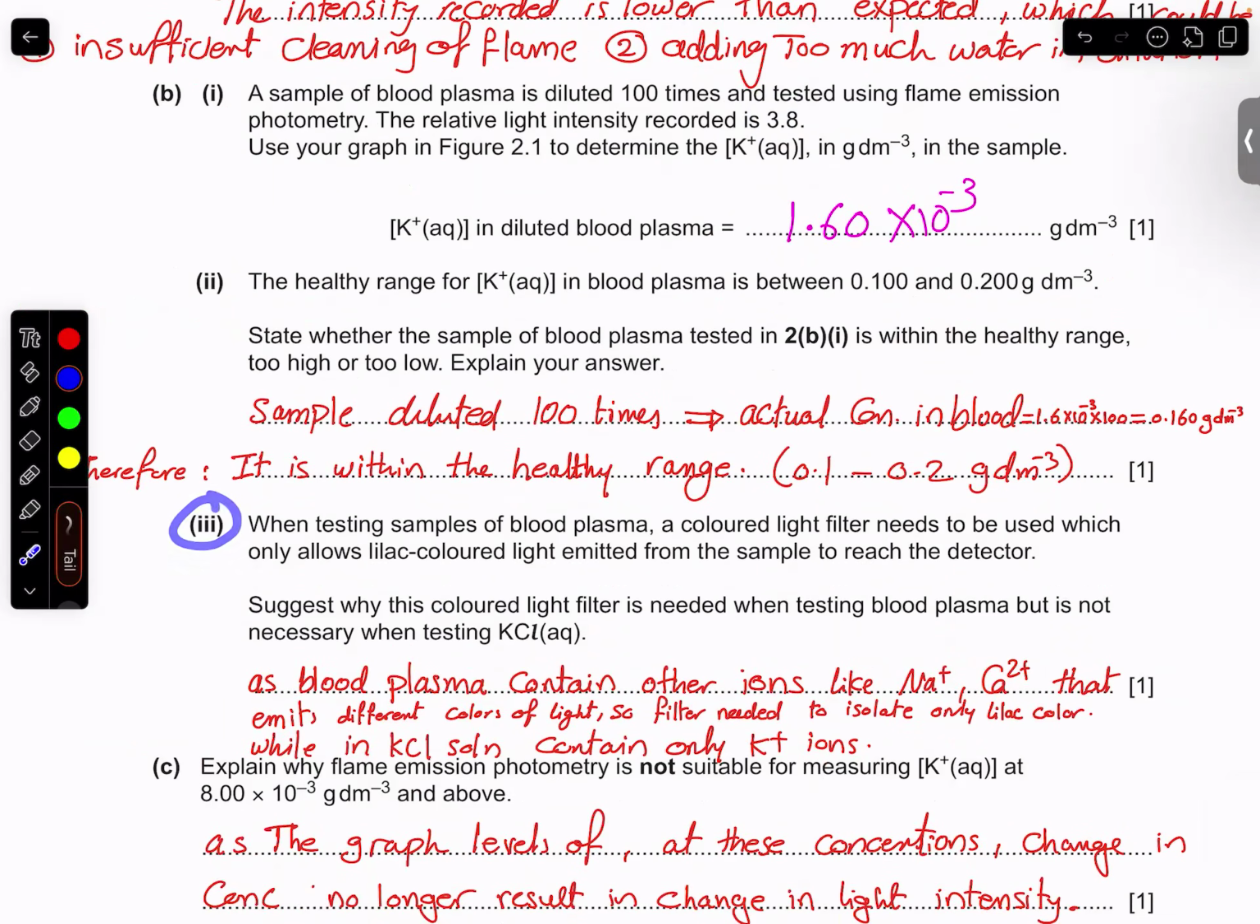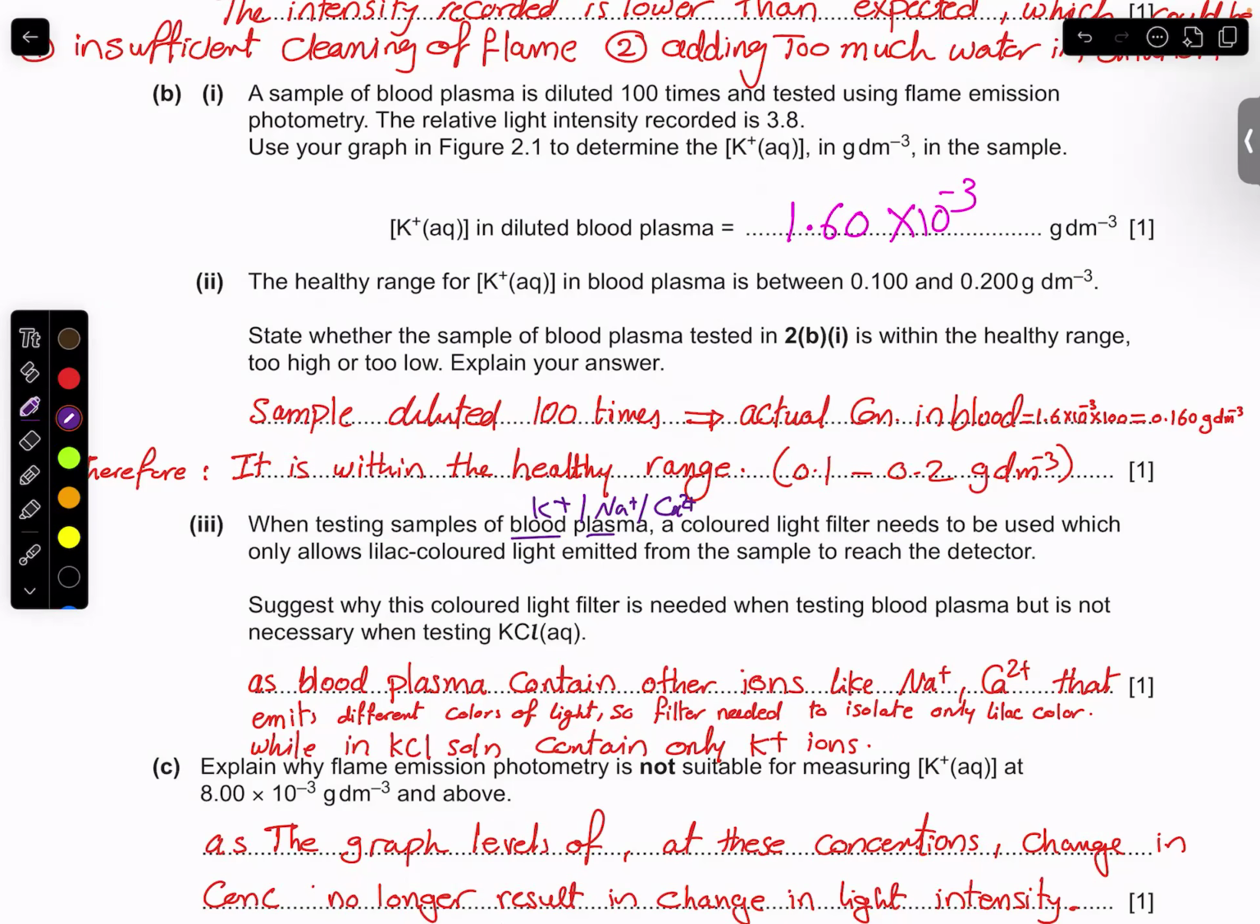Question number 3. When testing samples of blood plasma, a colored light filter needs to be used, which only allows lilac color light emitted from the sample to reach the detector. Explain why this colored filter is needed when testing the blood plasma, but not necessary when testing the KCl. Because in the blood plasma we have more than one ion. We have sodium ion, potassium ion, calcium ion, magnesium ion, and many ions in the plasma.